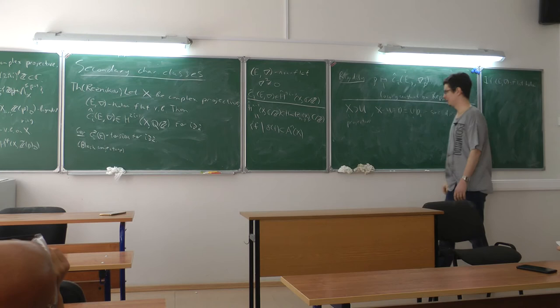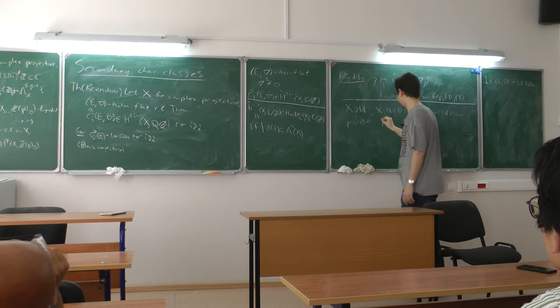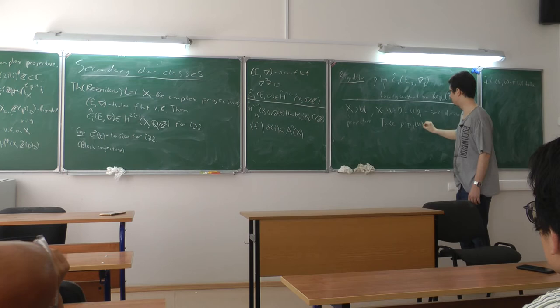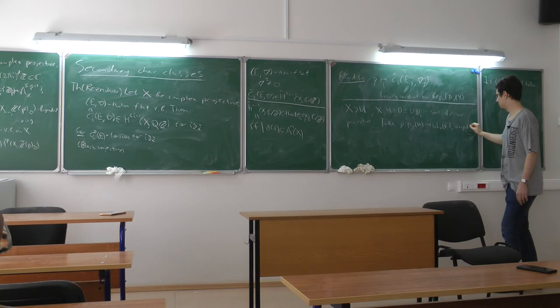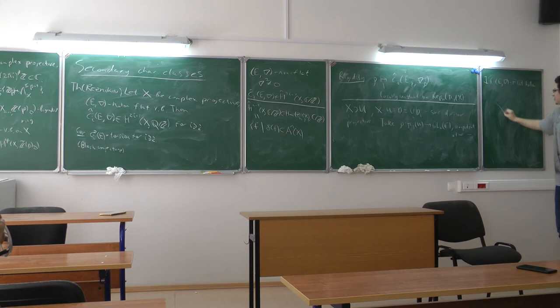So I'm starting with a representation of pi_1 of U which is unipotent at infinity. This just means that you take some D_i and you take a small circle around it. The conjugacy class doesn't depend on the choice, so you just require it to be unipotent.